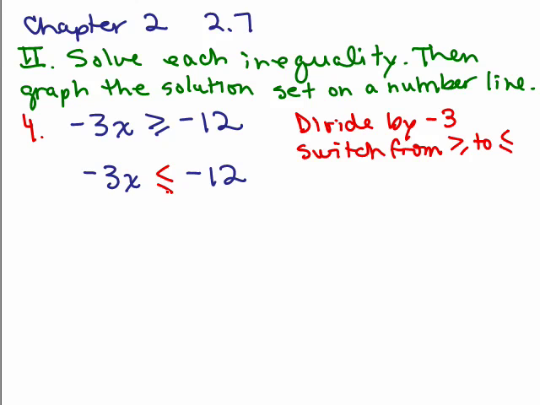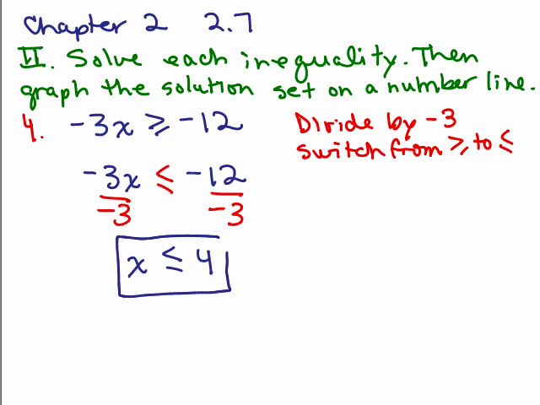You make the switch at the time you divide by negative 3. So since there was a greater than or equal, if we're going to divide by negative 3, right away we change that to less than or equal. Now I finished solving it, and that gives me x less than or equal to 4.